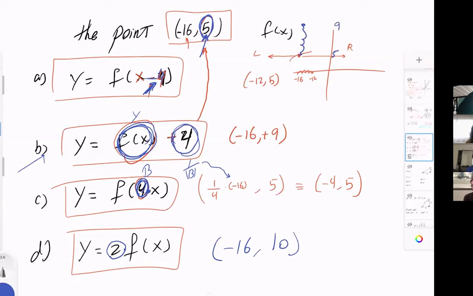Okay, thank you. And same as D, it is outside, we apply it to the y, it is multiplication, we do multiplication. If it's outside of the function, if it's multiply, we do multiply. We do exactly the same. But when it's inside, we do opposite.